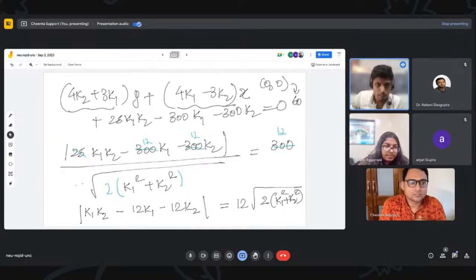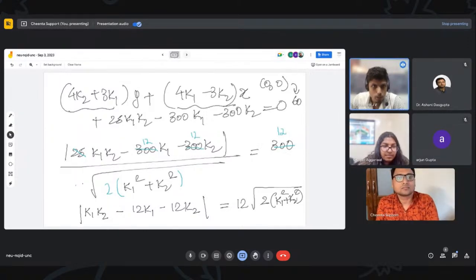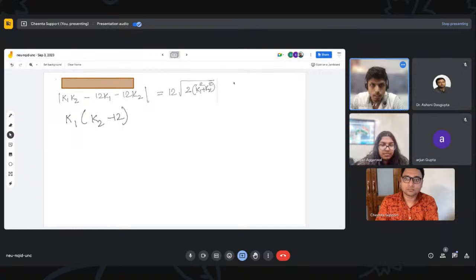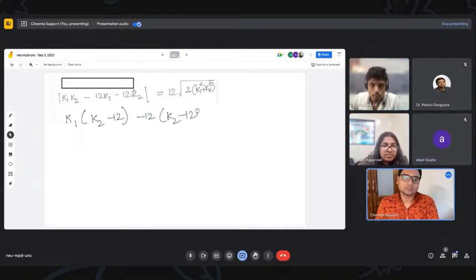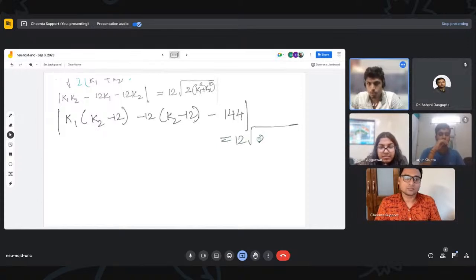Okay, let us simplify this. So take K1 common. It is K2 minus 12. And then take minus 12 common. It is K2 minus 12. And then you will have minus 144. And the mod of this is 12 root 2 into K1 square plus K2 square.